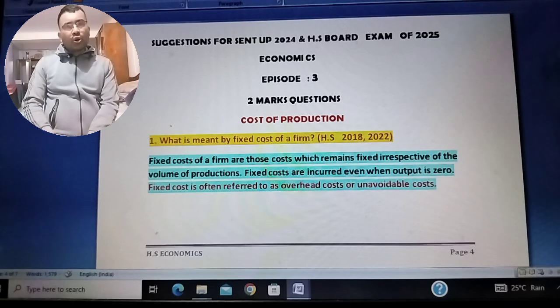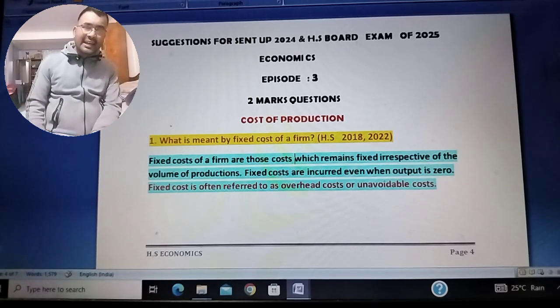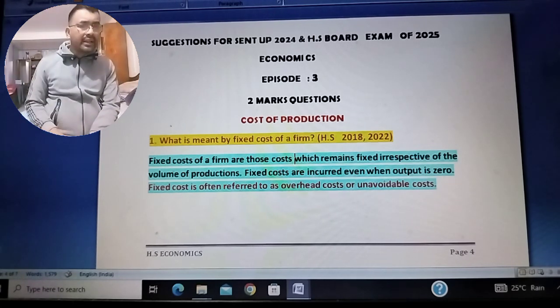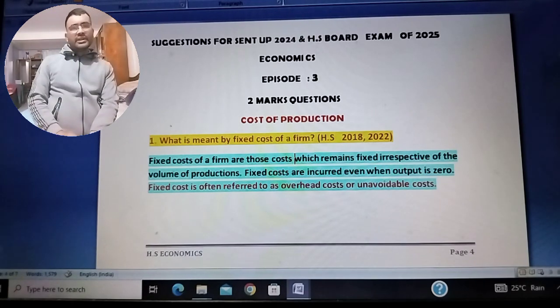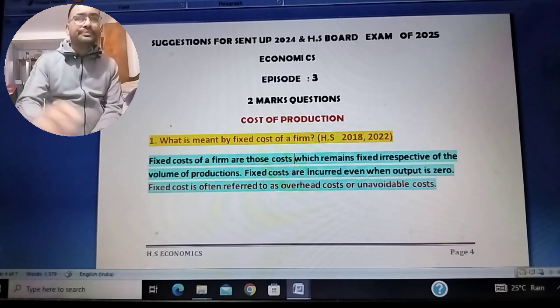And fixed cost is also referred to as overhead cost or unavoidable cost. And one interesting thing is that total fixed cost is always fixed, but fixed cost per unit is always variable. You just also keep it in mind. Total fixed cost is always fixed, but fixed cost per unit always changes.